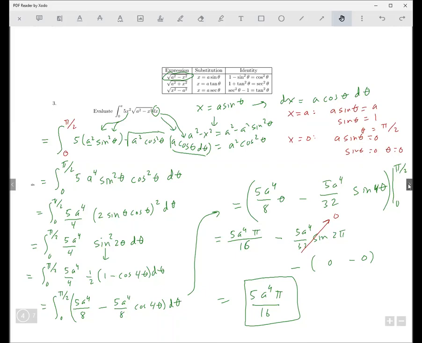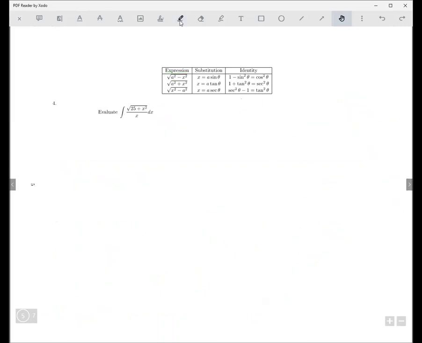Okay, let's go to the next one. And this is the last one, by the way. There's not a lot of exercises on this homework assignment, because as you can see, it's quite a bit of work to do these.